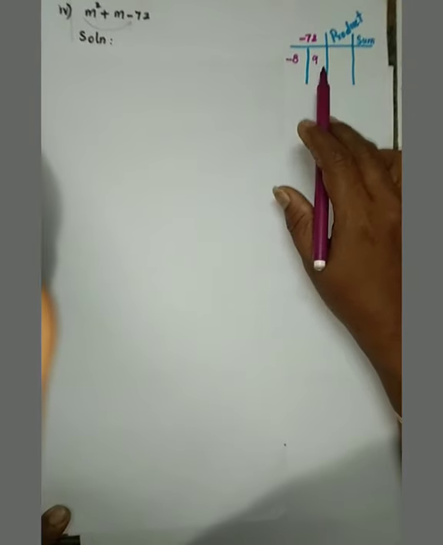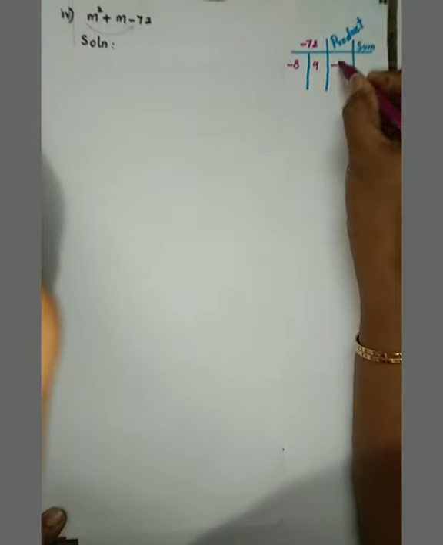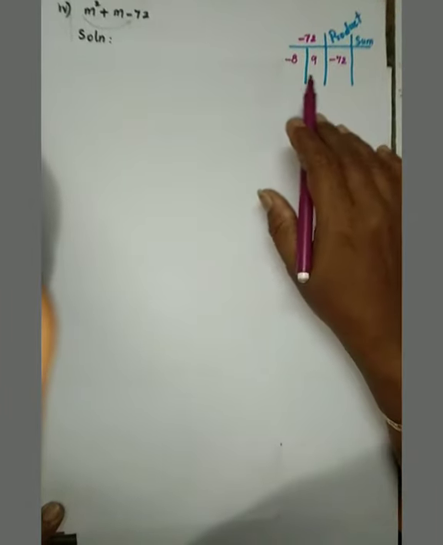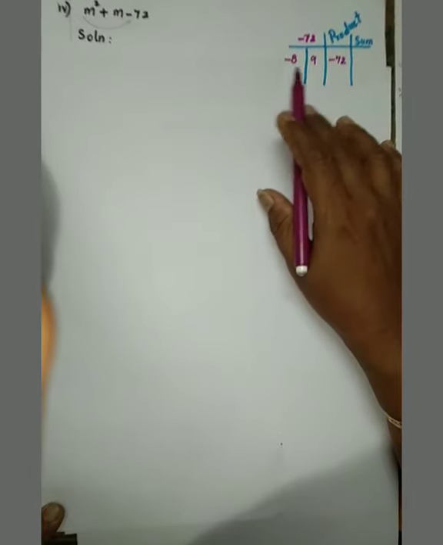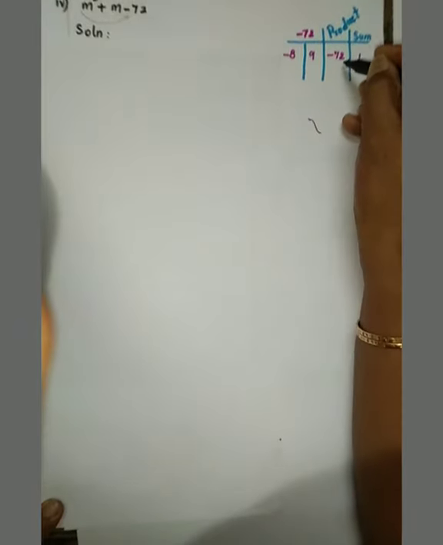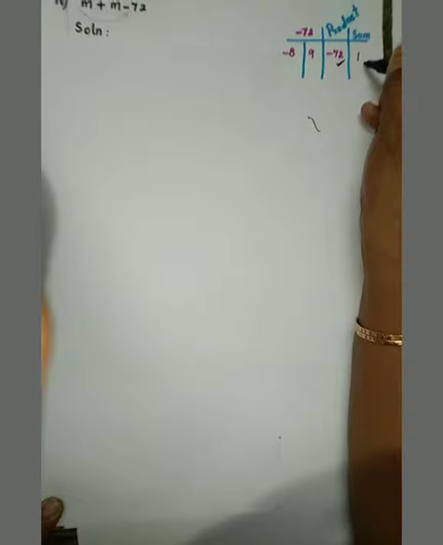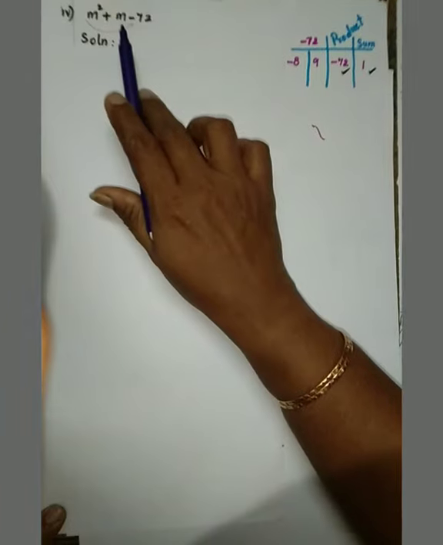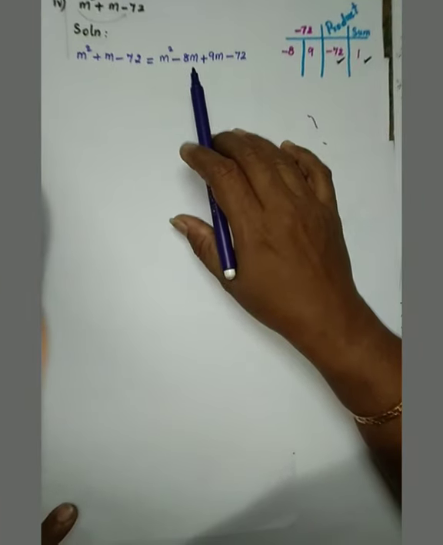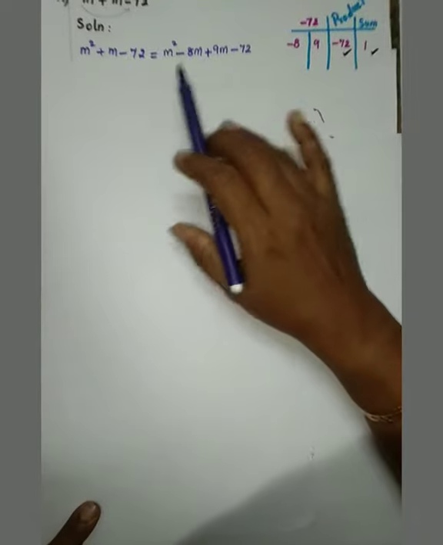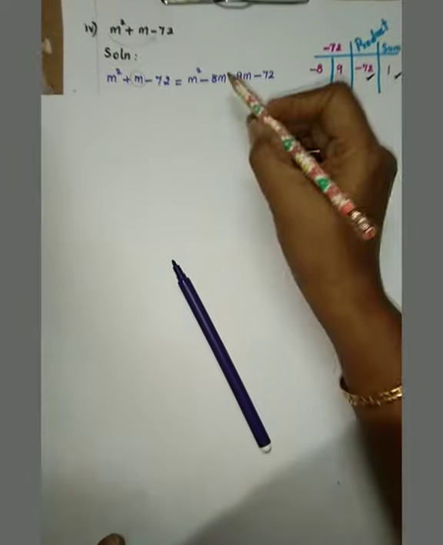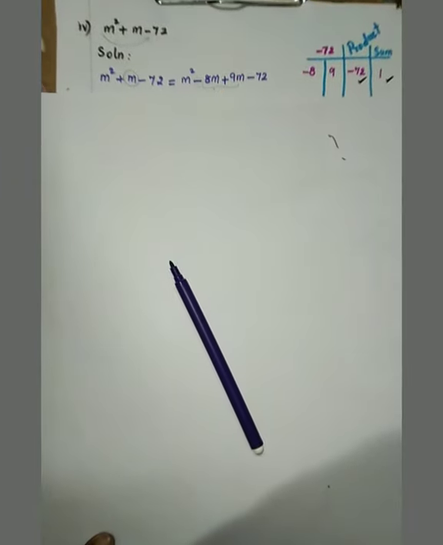So when you are multiplying minus 8 and 9, we get minus 72 as the product. And what will be the sum? Minus 8 and 9, when you are adding these two, 9 minus 8 is plus 1. So the product is minus 72 and the sum is 1. So you can split this plus m as minus 8m plus 9m.